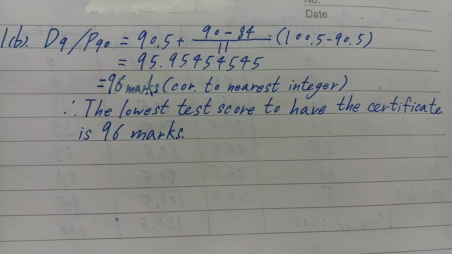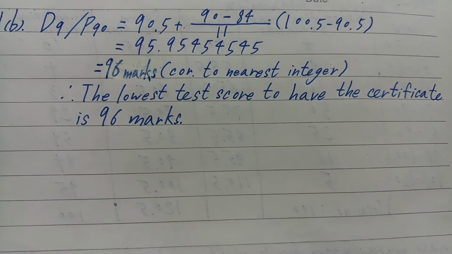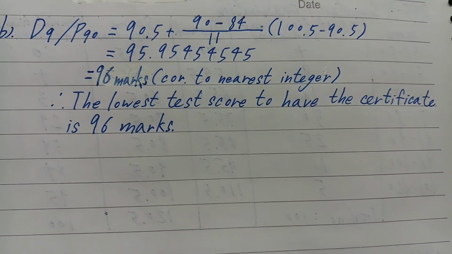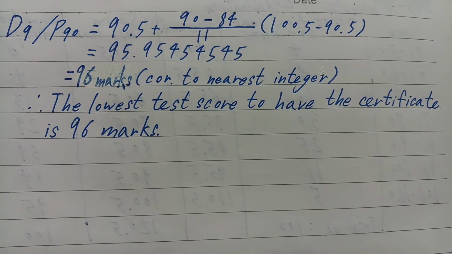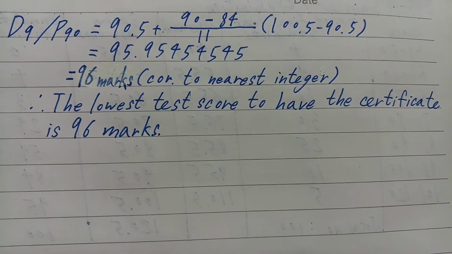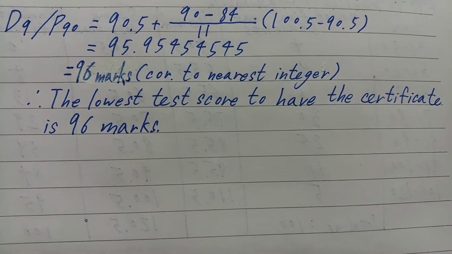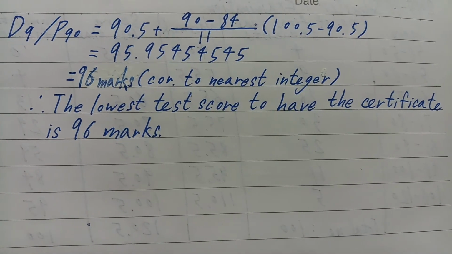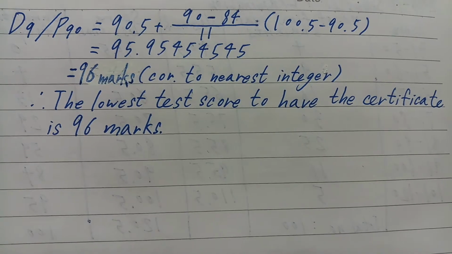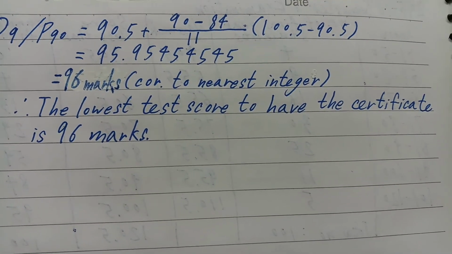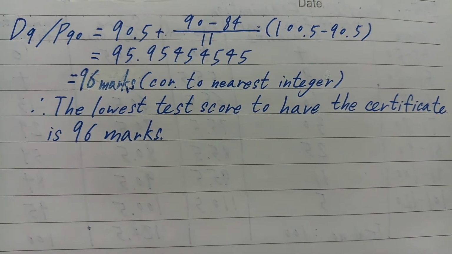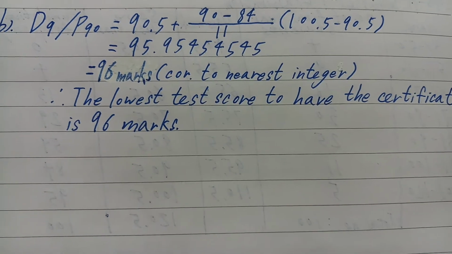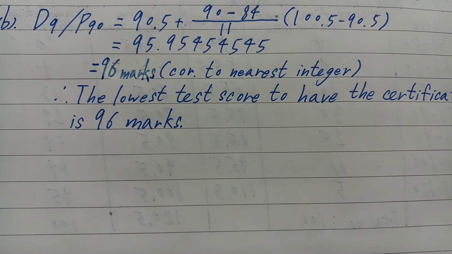And it's actually calculated by a method similar to what we just did for the median, where we get the lower class boundary, which is 90.5, and then plus the position of the number required, which is 90, and minus the cumulative frequency before that, which is 84, and then divided by 11, which is the frequency of the class that contains that required number, and then multiplied by 100.5 minus 90.5, which is actually the difference of the class boundaries, and we will get the answer of 95.95454545.